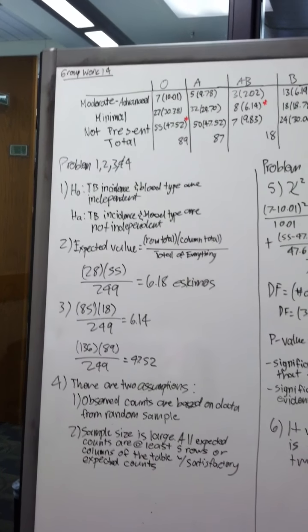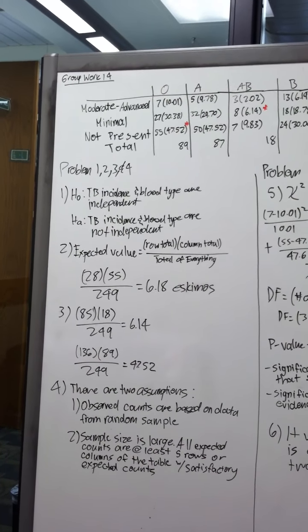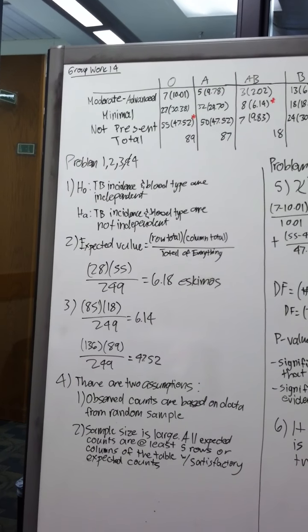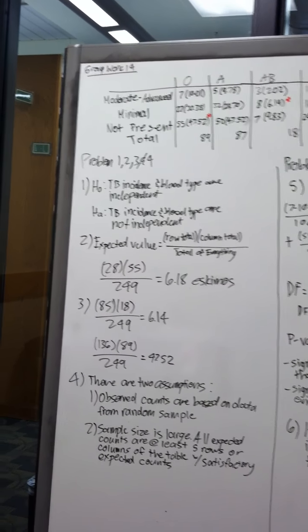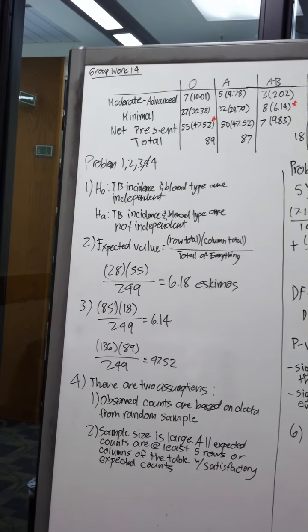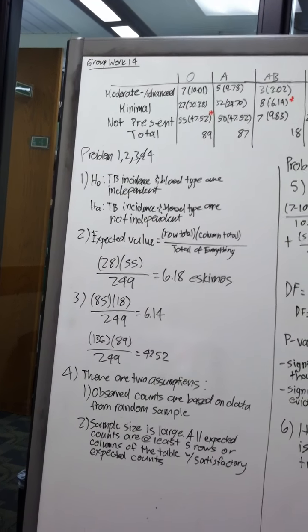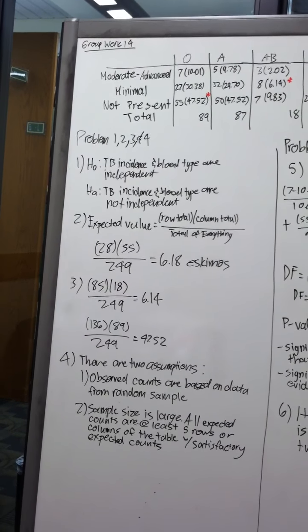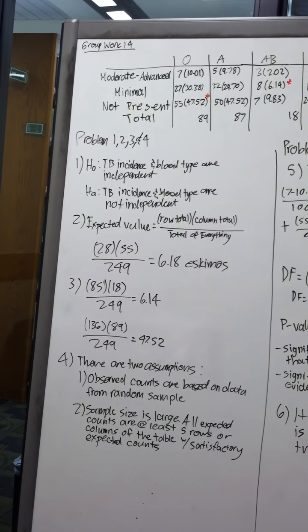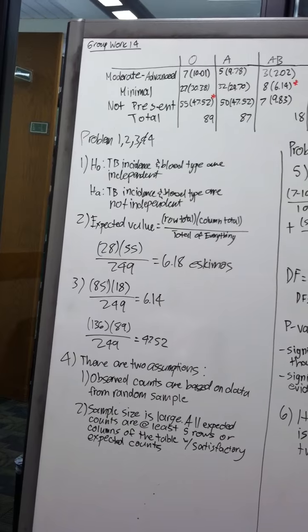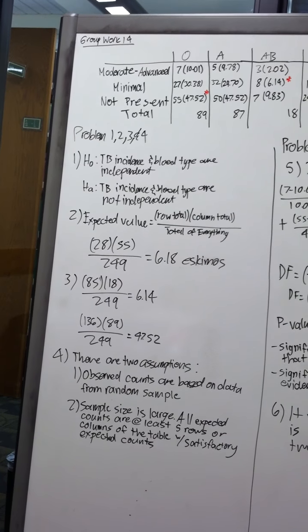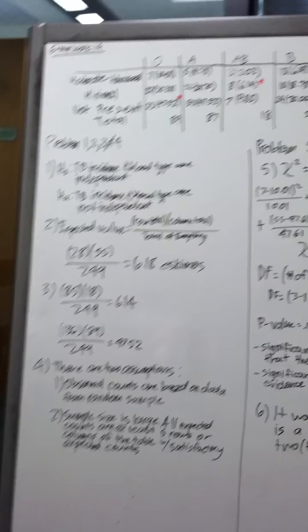I'll be doing group work 14. In this problem it states, Overfield and Klomber, 1980, published the following data on the incidence of tuberculosis in relationship to blood group for a sample of Eskimos. In this group work, we will investigate whether or not this data provides evidence of an association between TB incidence and blood type.